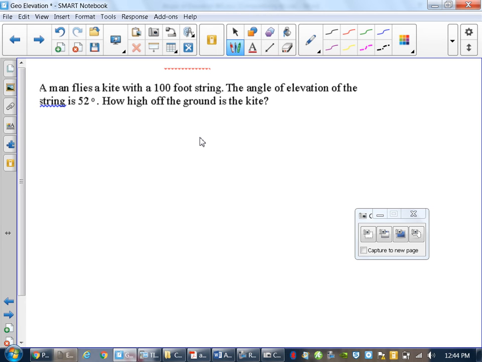What happens here is that you're going to be given a bunch of information. You just have to draw pictures for it. That's it.